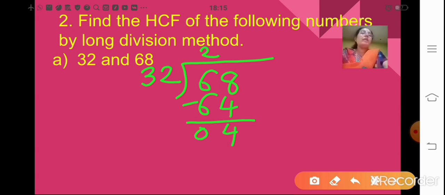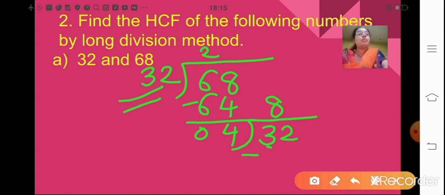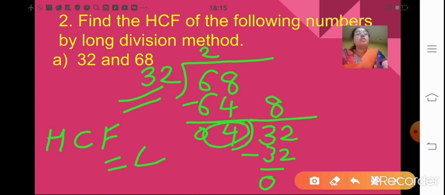Now this 4 will become my new divisor and what will be my dividend? 32 will be my dividend. Now 4 how many times is 32? 4 8s are 32. Now are you getting the remainder as 0? Yes. So now what is your HCF? Your last divisor is your HCF. So your HCF here is the number 4. Okay, that is the last number by which you divide, or you can say the last divisor becomes your HCF in the long division method.